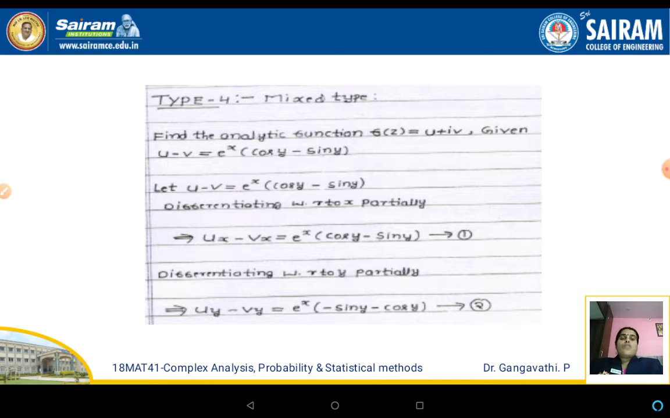Here there is no particular working rule that can be rolled out, as it is a combination of these three types of problems. So take a first example.